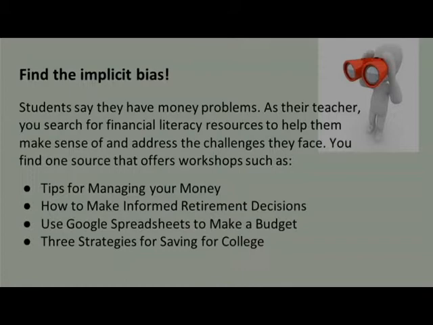So you find a source that offers workshops such as tips for managing your money, how to make informed retirement decisions, use Google spreadsheets to make a budget, 3 strategies for saving for college. Now, those might all be very useful workshops for your students. Those workshops might have very important information that we all need to have access to. And there could be an implicit bias showing itself in this list of workshops. And so I want to ask you, any ideas there? Do you see a possible implicit bias? What do you think it might be?